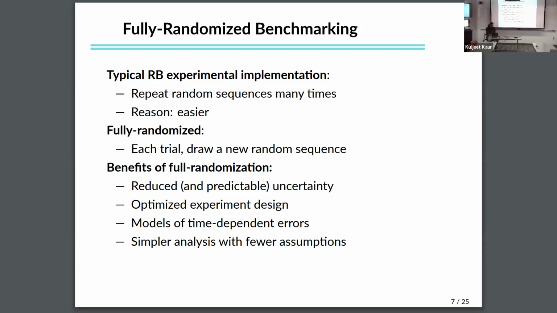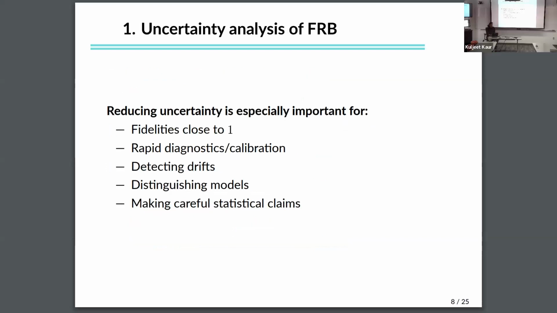All right, so like I said, in the next few slides, I'll say some more about what these three benefits are. And so I wanted to start by talking about uncertainty in fully randomized benchmarking. And I think it's good to make the case for doing everything you can to reduce the uncertainty in your experiment at the end of the day. And so here's a list of reasons why we at NIST really do care about minimizing uncertainty.